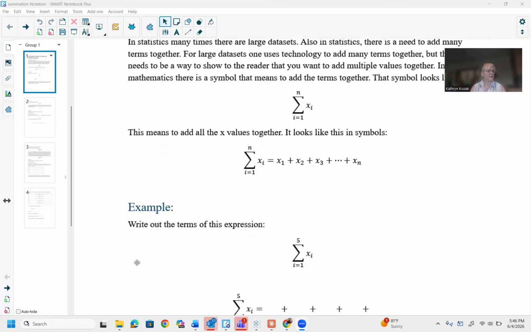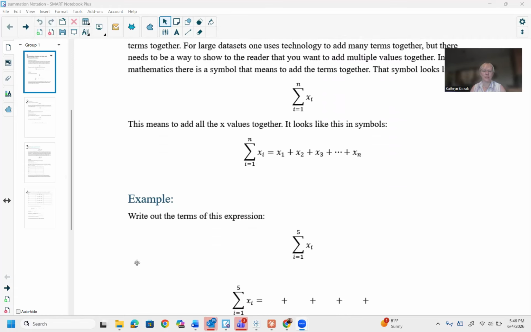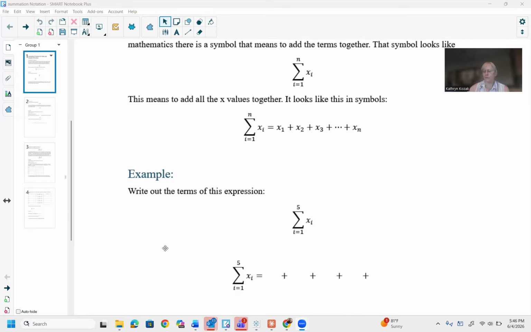An example is, let's write out the terms of this expression. The summation i equals 1 to 5 of x sub i means that you take x sub 1 plus x sub 2 plus x sub 3 plus x sub 4 plus x sub 5, and I stop because I hit 5.